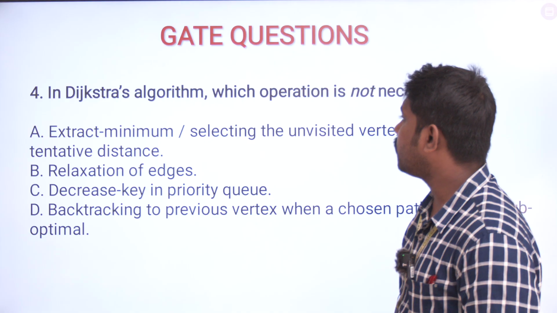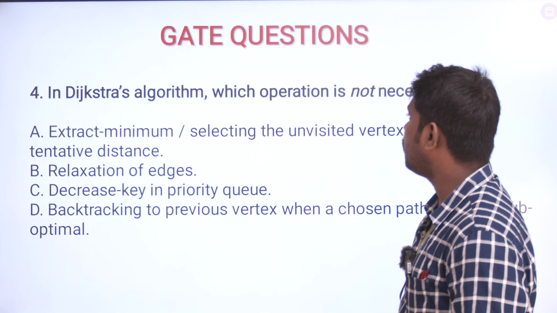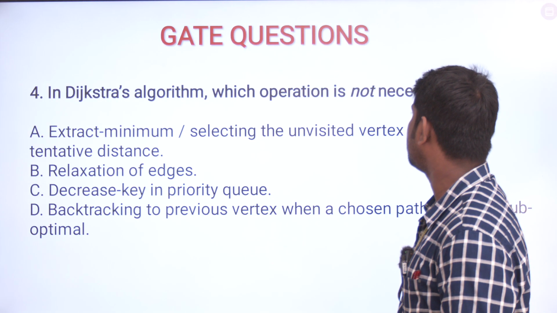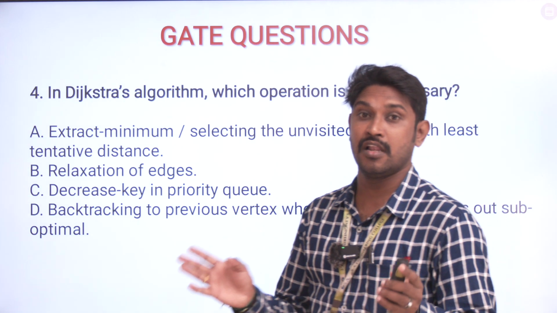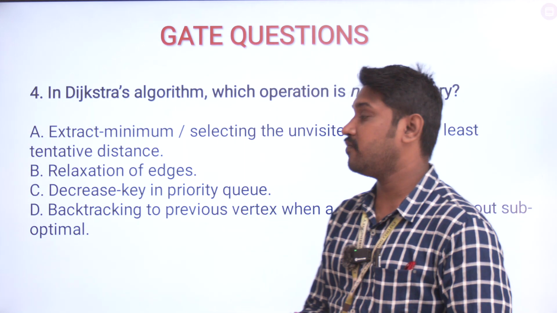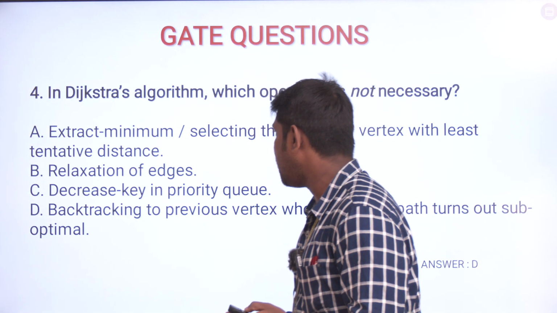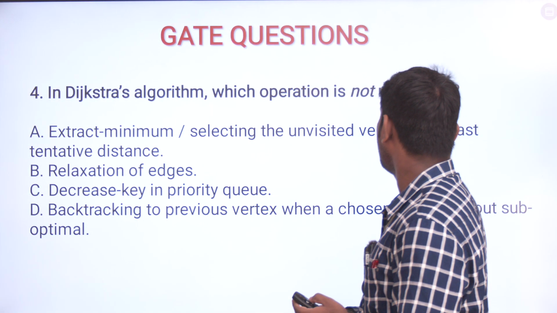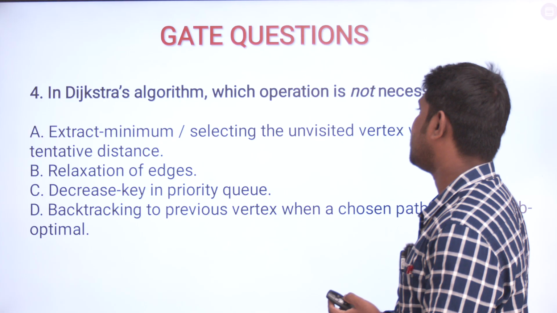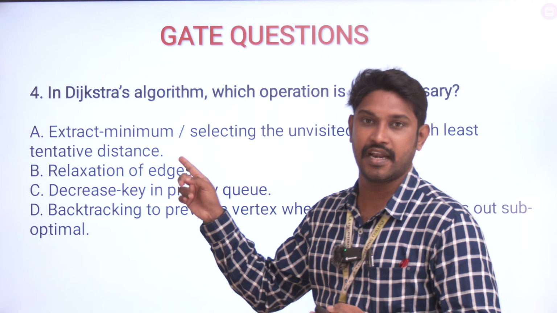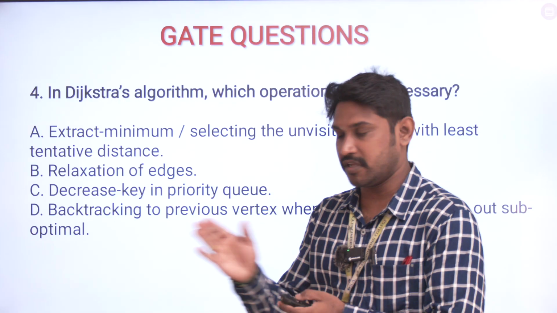Move on to the fourth question. In Dijkstra algorithm, which operation is not necessary? First we go with option A, extract minimum, selecting the unvisited vertex with least tentative distance. This is the correct option because we are going to find the shortest path.